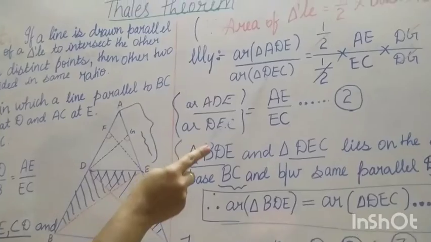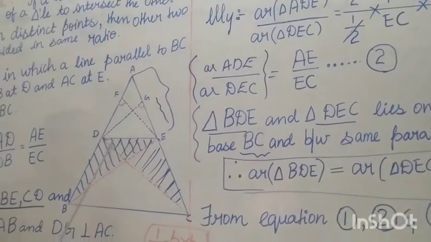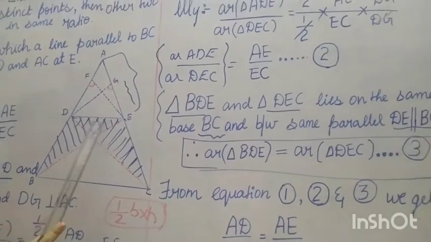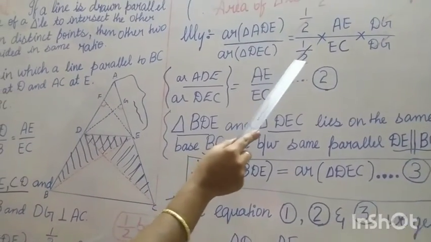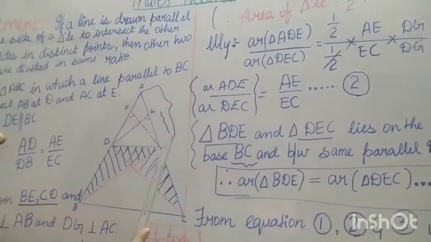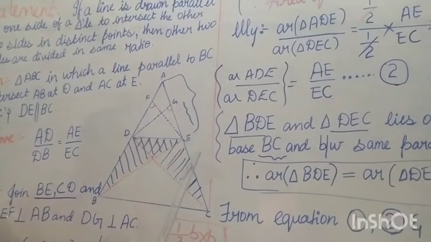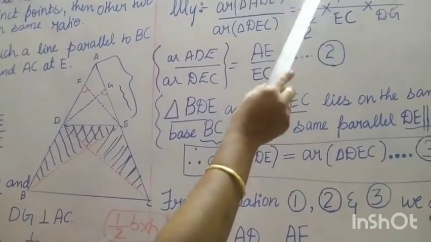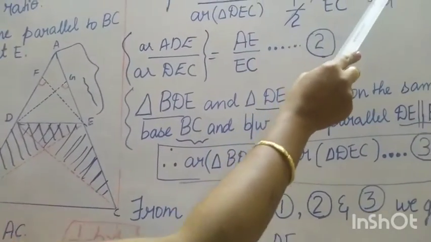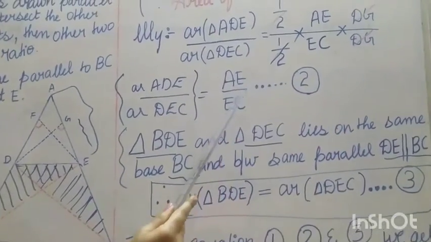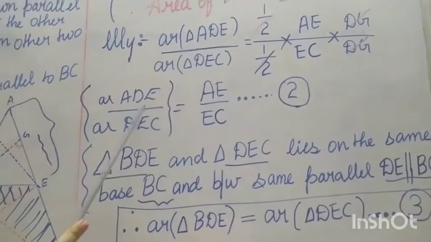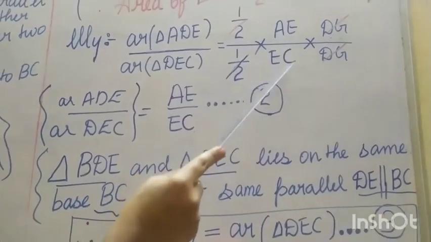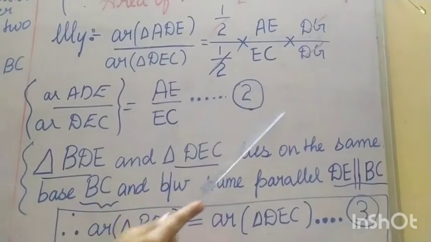Now the other triangle is DEC. Fine. In this triangle half is common, EC is the base and DG is the height. So here again half and half get cancelled, DG and DG get cancelled. So we are left with area of triangle ADE divided by area of triangle DEC is equal to AE by EC. Now this is equation number 2.